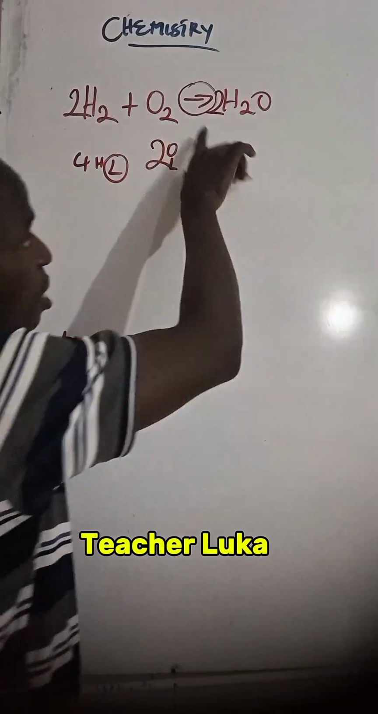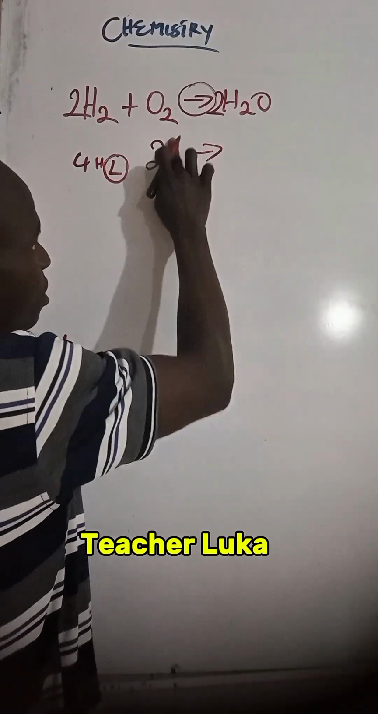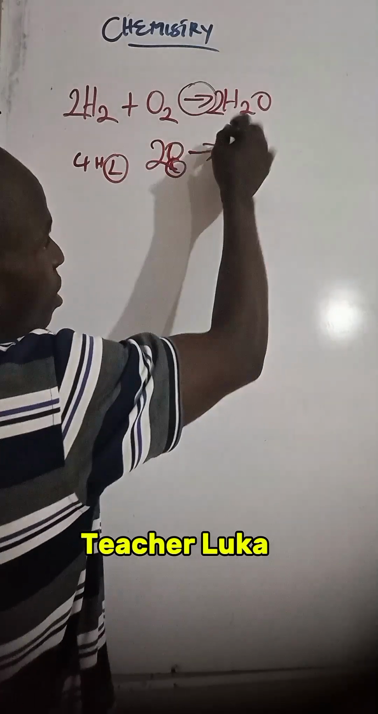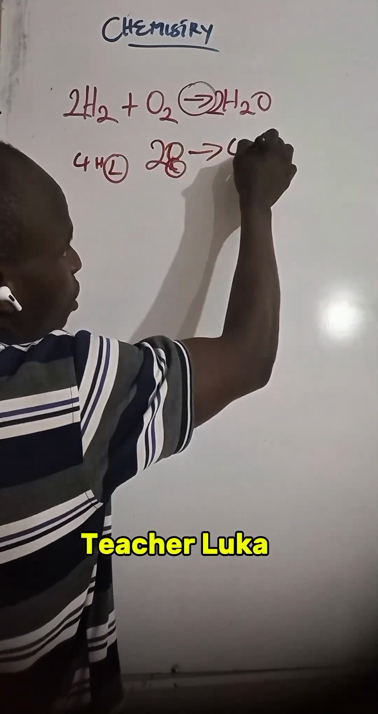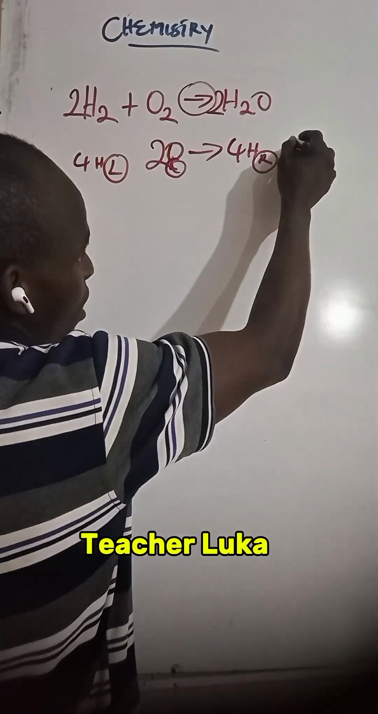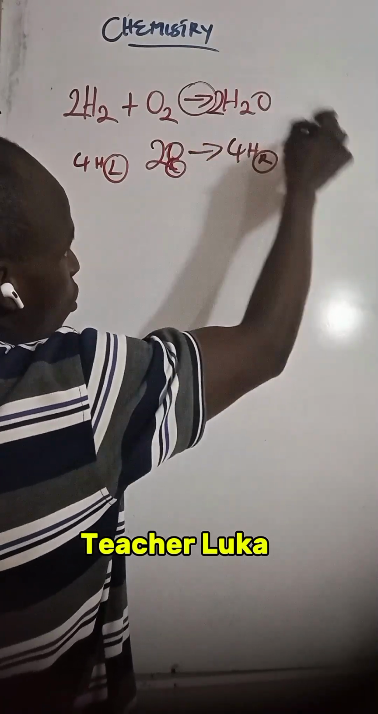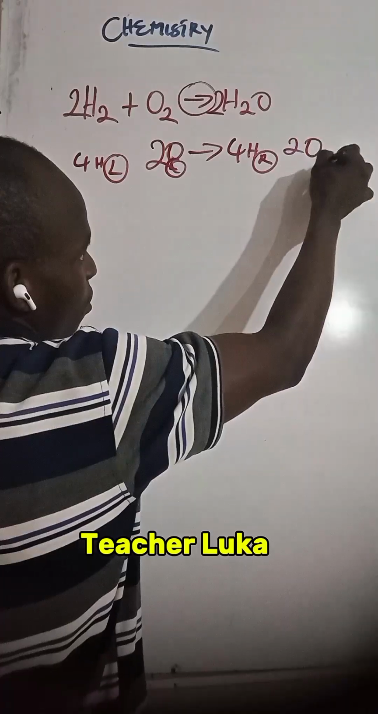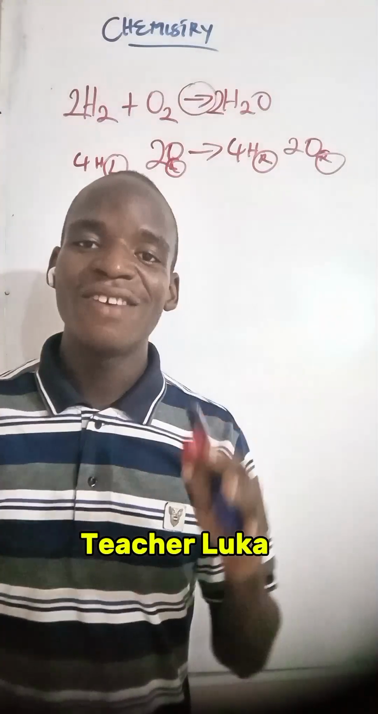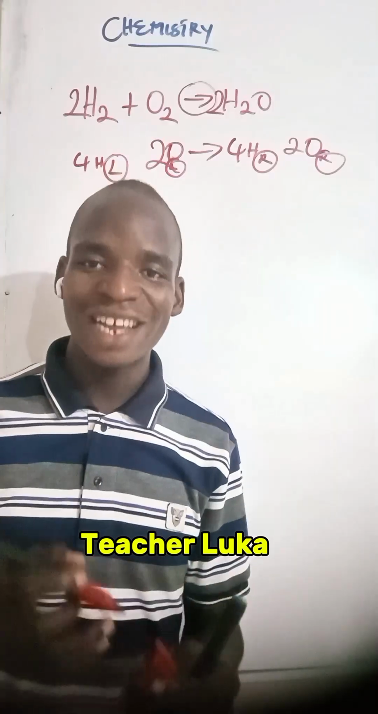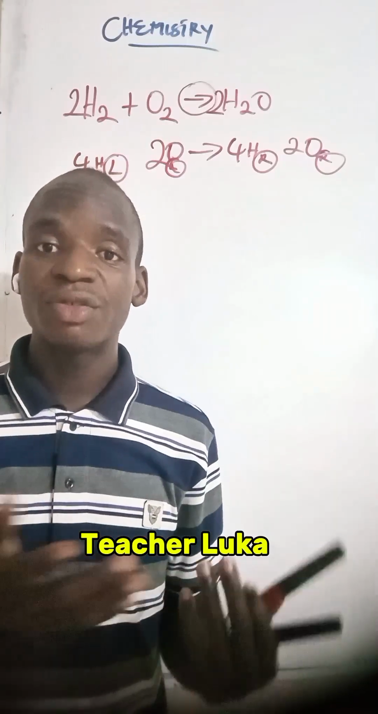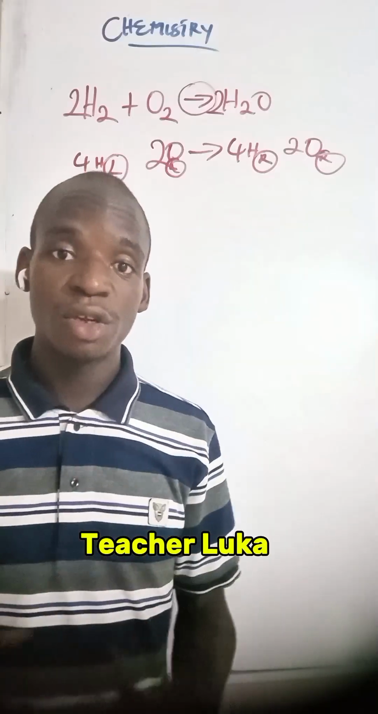Are you following? Now back here, let me write this well. Back here, we have 4 hydrogens on the right, okay? And then we have 2 oxygens on the right as well. It means that the equation is what? Is very, very much balanced. Are you following? Any confusion? We could still try to prove with other equations, all right?